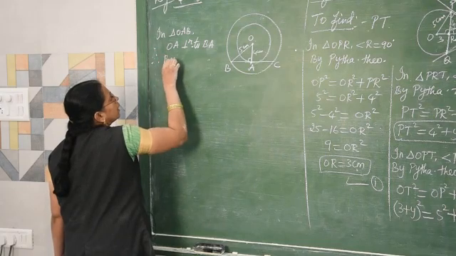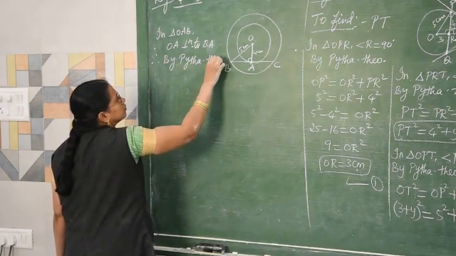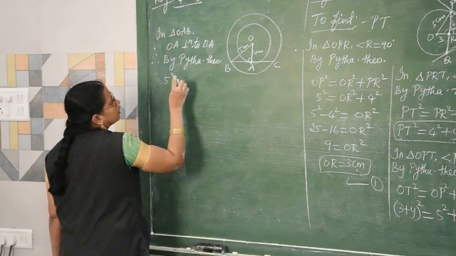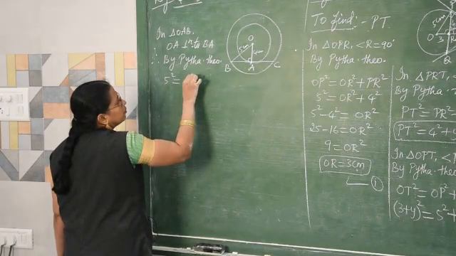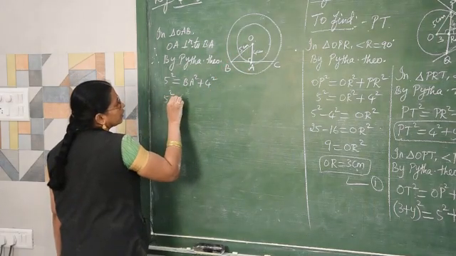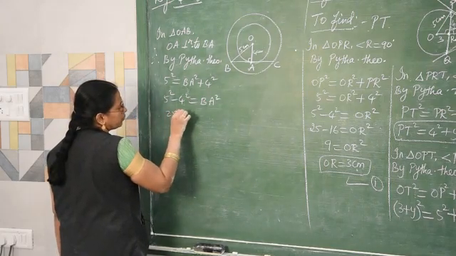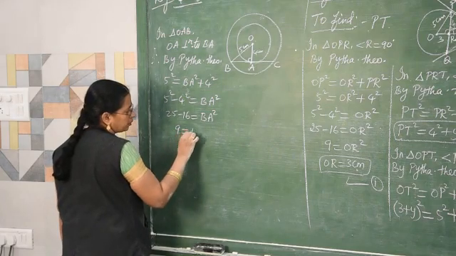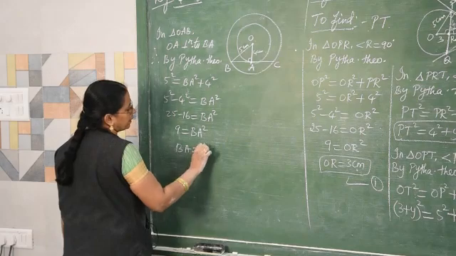Therefore, by Pythagoras theorem, 5 square, the hypotenuse, equal to BA square plus 4 square, the other side. Now, 5 square minus 4 square equal to BA square. Now, 25 minus 16 equal to BA square. 9 equal to BA square. BA equal to 3 centimeter.